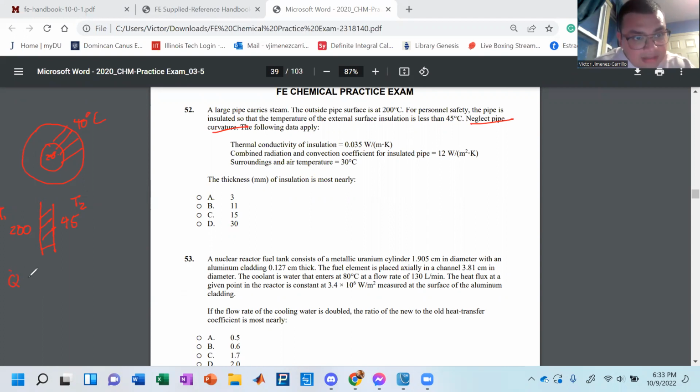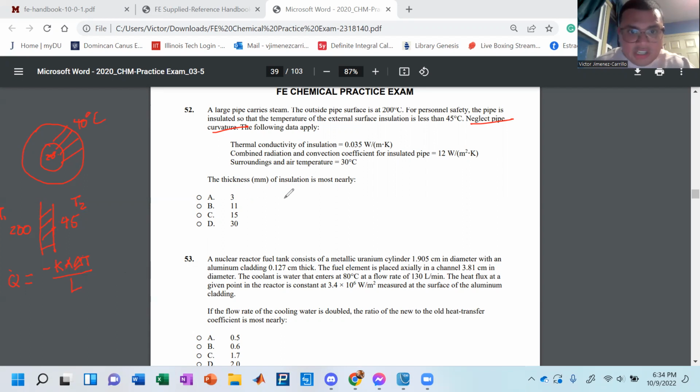Q dot equals negative K A delta T over L. Now you see what we have. We have K A delta T. We have a delta T, which is the difference between T1 and T2. We have K, which is a given, which is just going to be 0.035, this guy. We have area, which they don't give us, and length, which is what we're trying to find.